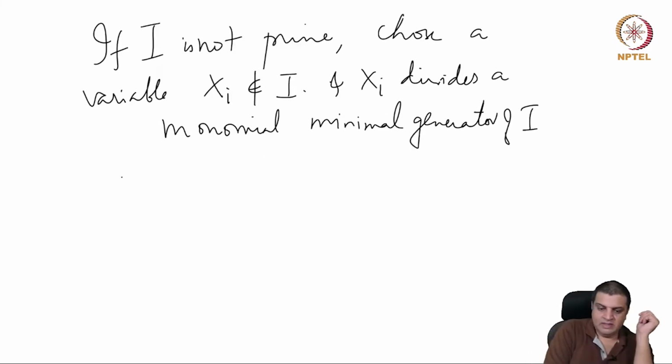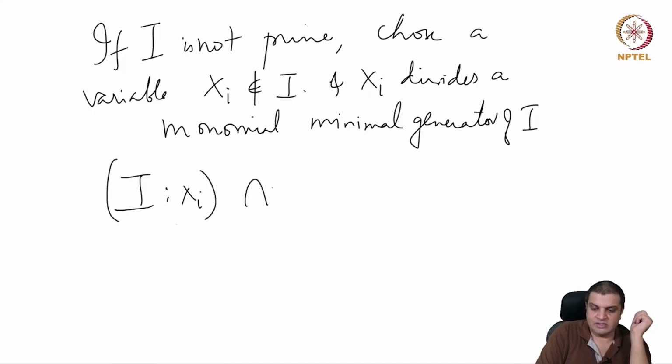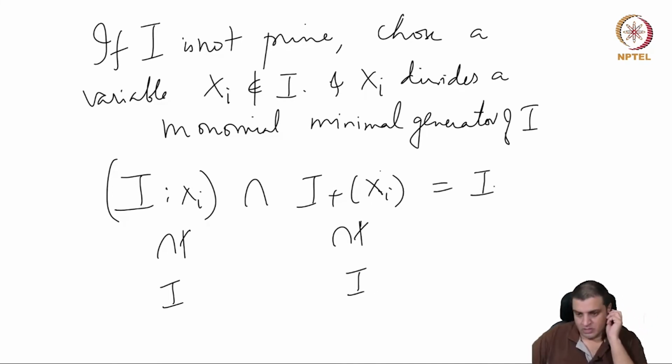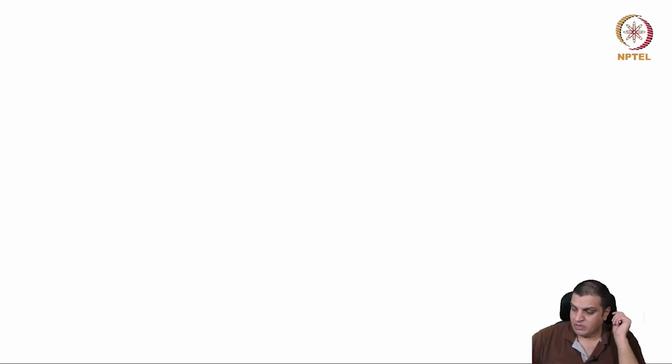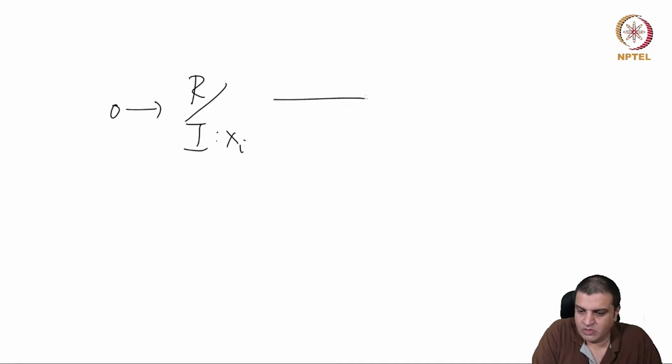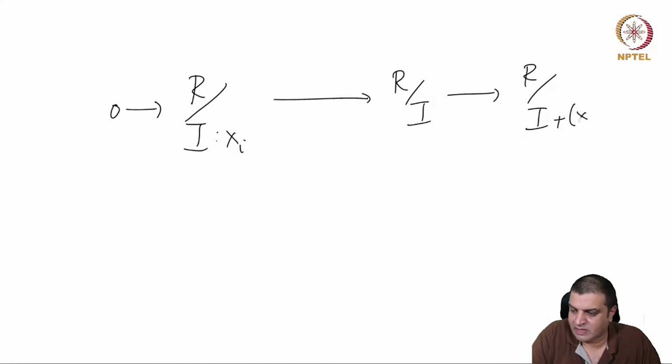Then check that I colon xi intersect, so this will be strictly bigger than I, and I plus xi, this will also be strictly bigger than I, is equal to I. So this we will do as an exercise. Now we have an exact sequence 0 to R mod I colon xi. This we have done earlier. R mod I to R mod I plus xi to 0.